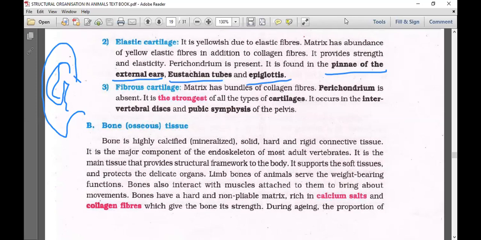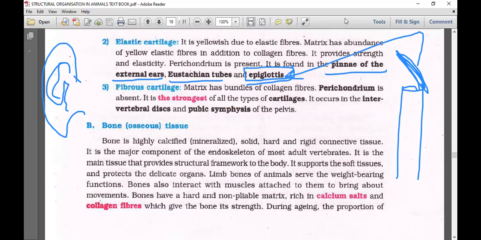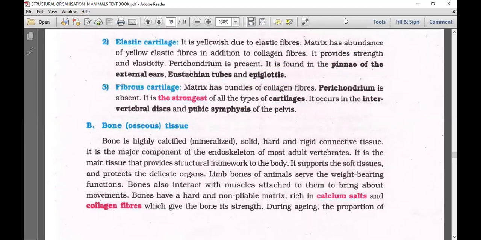Epiglottis is also the same. We are going to learn this in the respiratory system. The opening of the trachea is called the glottis. That is covered by a lid called the epiglottis. You may have heard of it in earlier classes. No matter, we're going to get this back in second year. So pinnae of the external ears, Eustachian tube, and epiglottis, these three are the examples for elastic cartilage.